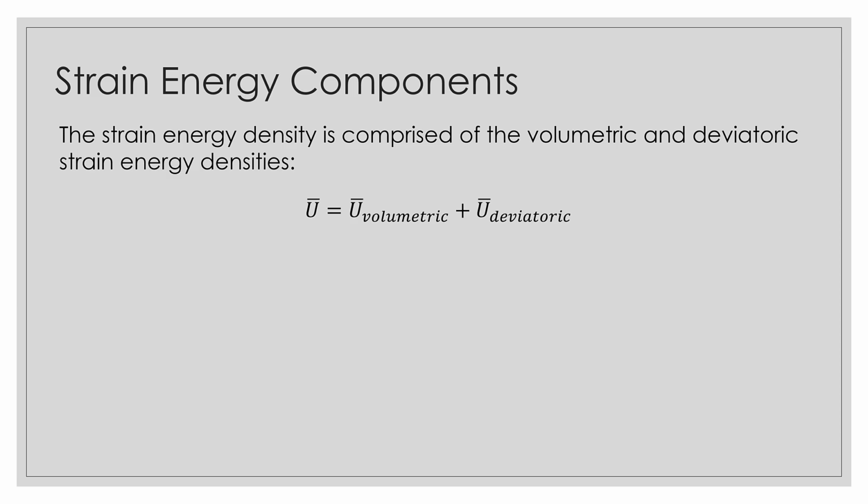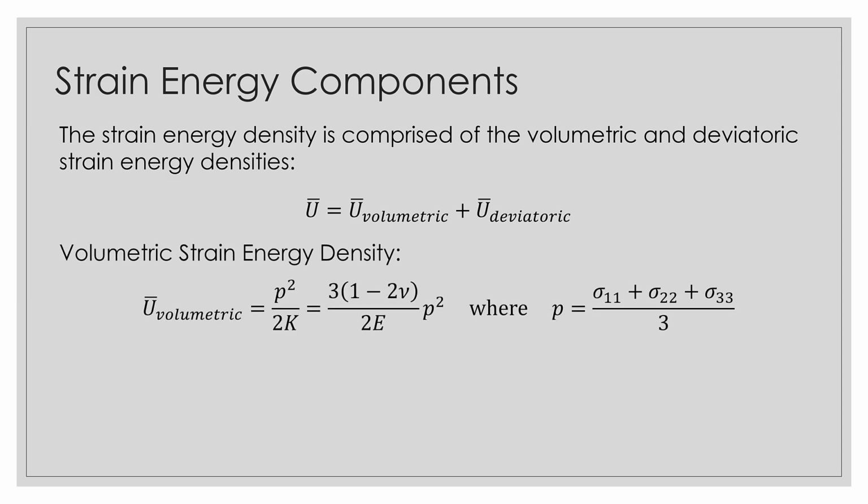So the question becomes, all right, Clayton, how exactly do we find those two? Well, starting off with the volumetric strain energy density, it's simply equal to P squared divided by 2K. So if we look at this, you say P squared, well, I don't really know what that is, and K, well, I also don't know what that is, so what do we do?